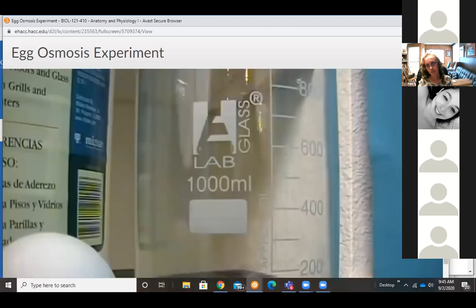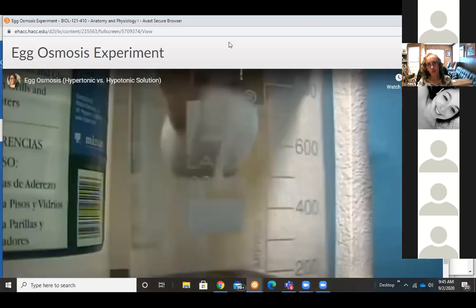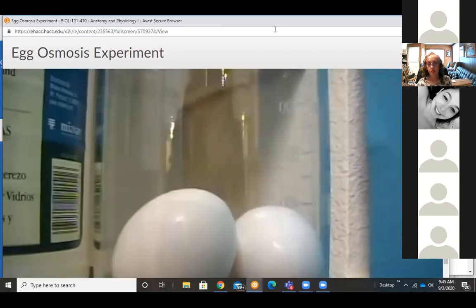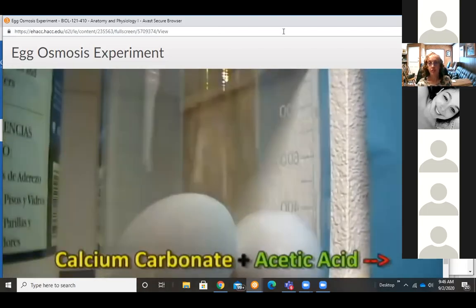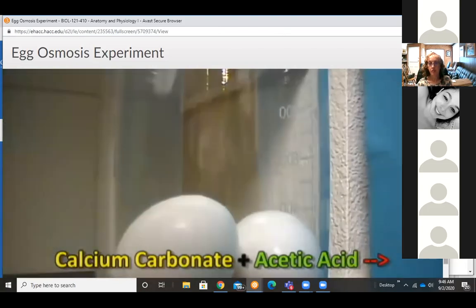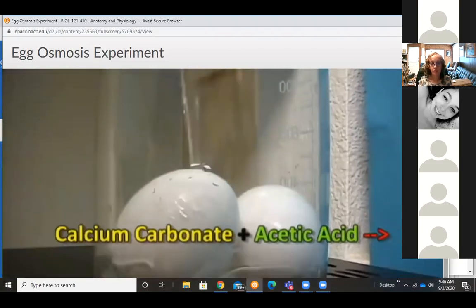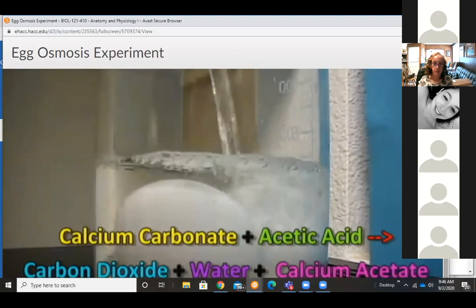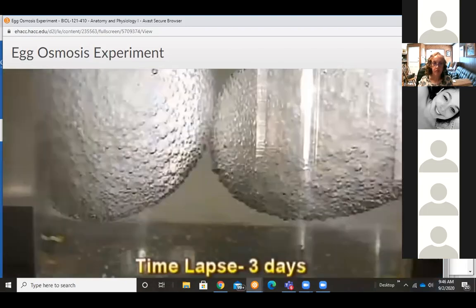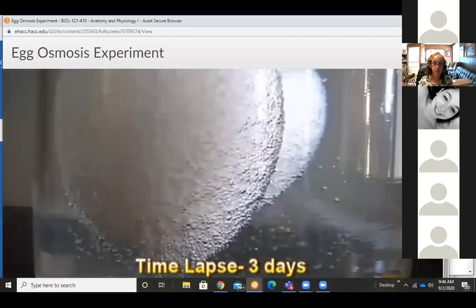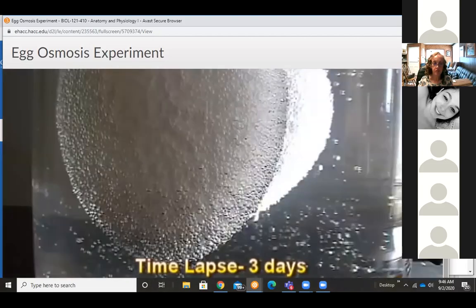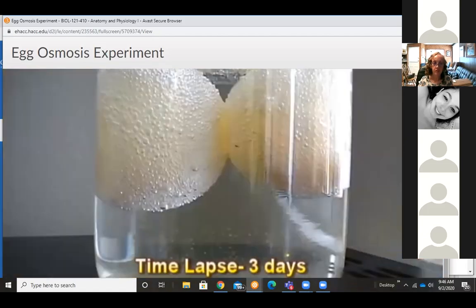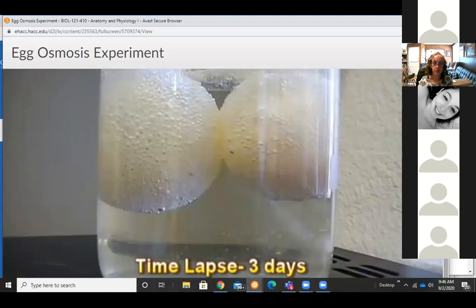Dissolve the outer shell by placing an egg in vinegar. Vinegar has a chemical called acetic acid. Eggshells contain calcium carbonate. When calcium carbonate comes in contact with acetic acid, a chemical reaction occurs. Calcium carbonate will break down to form carbon dioxide, water, and calcium acetate, thus dissolving the shell. Within seconds, you'll see bubbles form. These bubbles are carbon dioxide produced when acetic acid breaks down the eggshell. Within 3 days, you should have a semi-permeable membrane, free of the hard outer shell, to conduct your experiment.